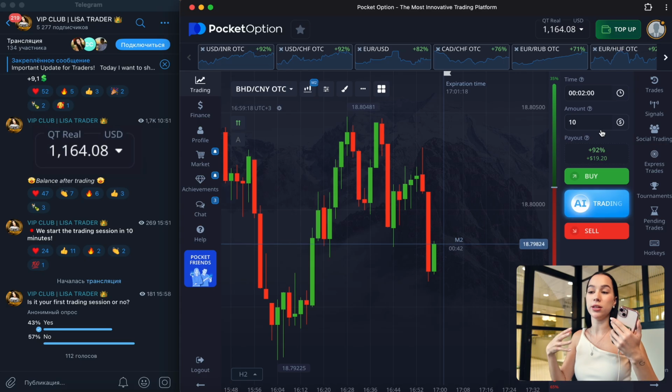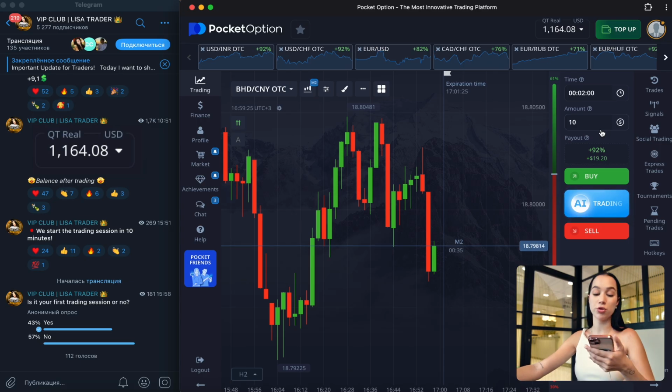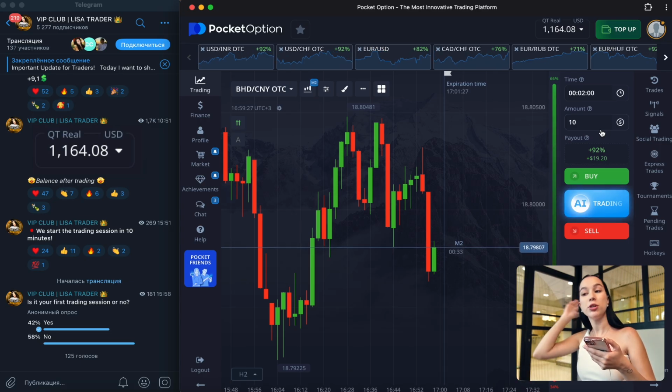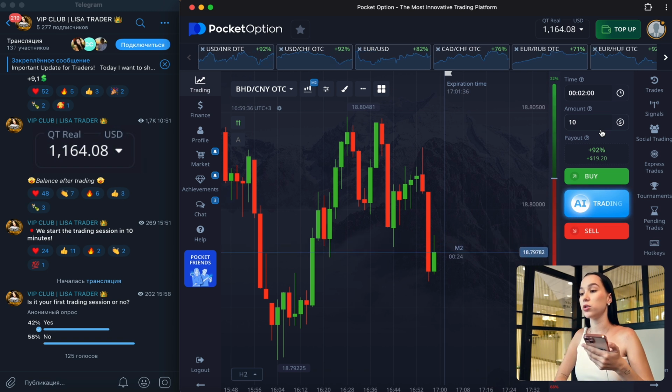I know a lot of people still trade on the phone, but actually there is not a really convenient app on Pocket Option for trading there. So I mostly recommend you do it on the laptop. It's more convenient, faster. You will have fewer delays if you open the trades on the laptop and check the signals on the phone. That's what I always recommend.